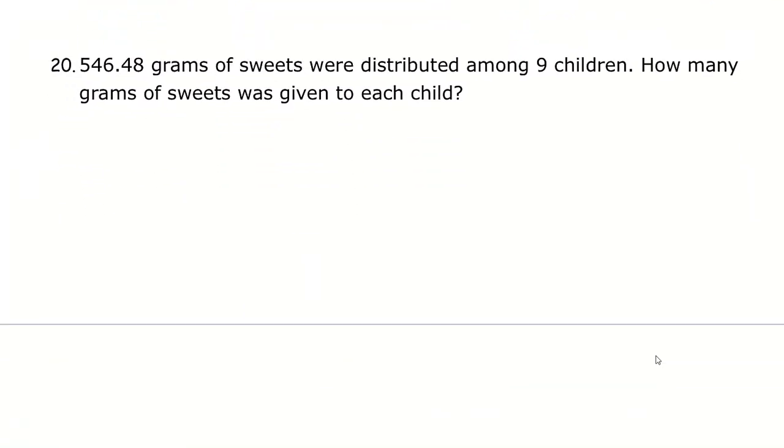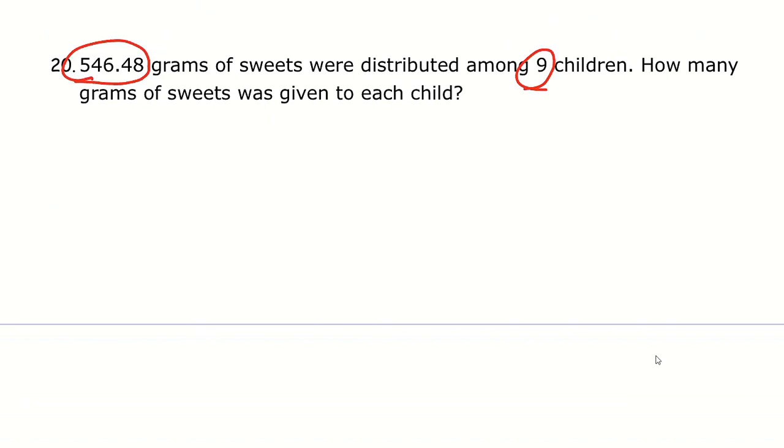Last one. So 546 and 48 hundredths grams of sweets were distributed among 9 children. How many grams of sweets were given to each child? So it looks like we have a Ned and Donkey problem. We want to find out how much was given to each child. So we're going to circle our numbers in math class. We have 546 and 48 hundredths and 9 children.